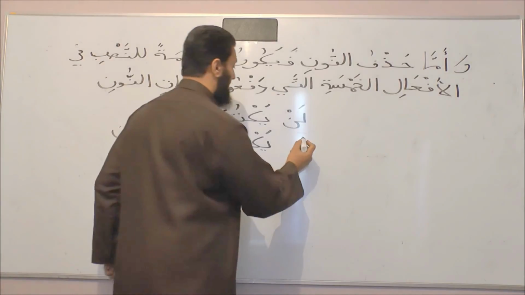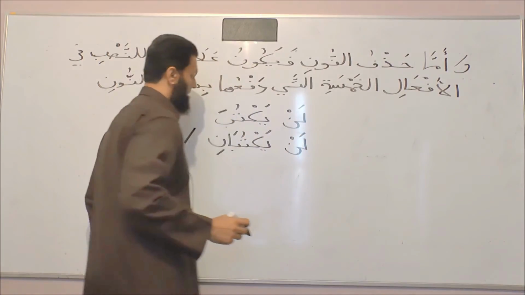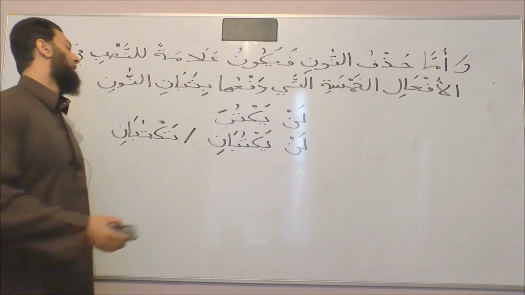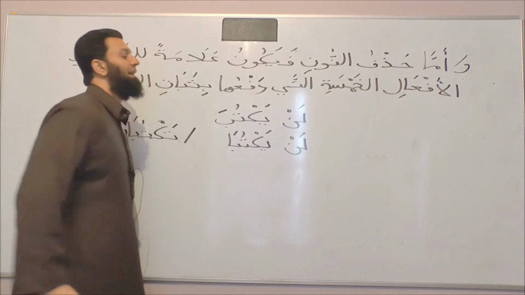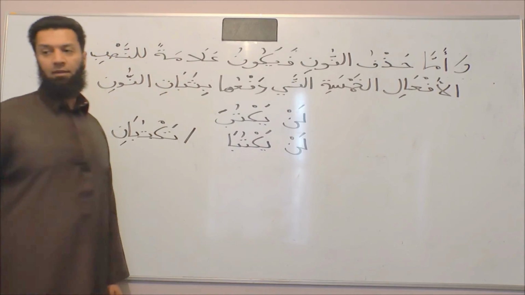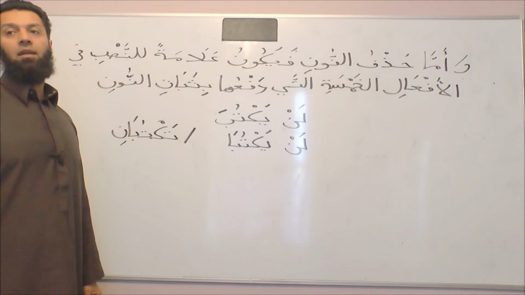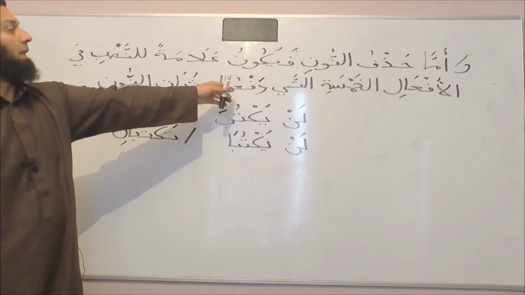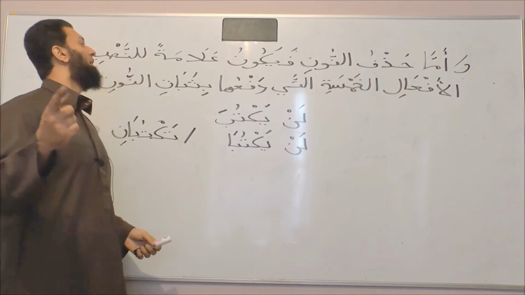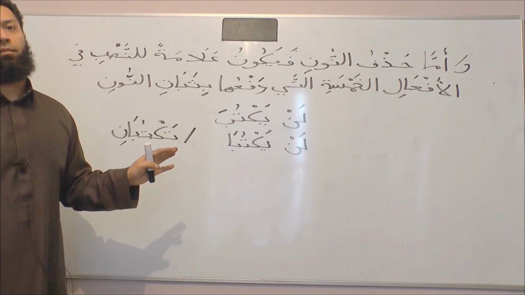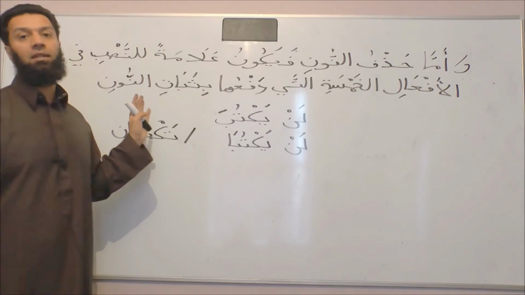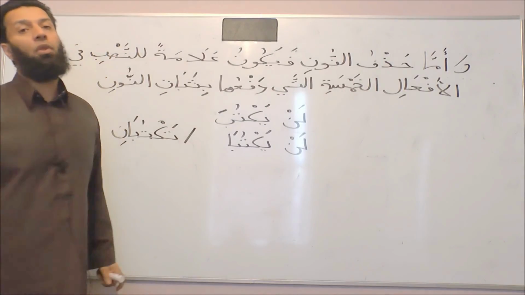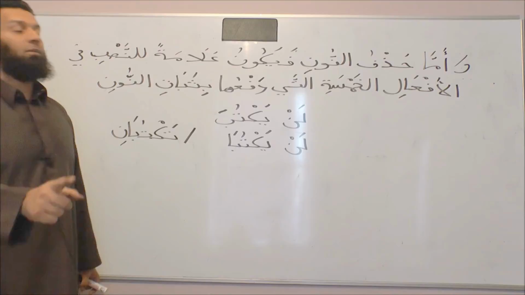So yaktubani and taktubani is in the marfu'un state. Now, if we negate it with lan, how do we represent the mansubun state? حذف النون. So it becomes لن يكتبا, which is mansub because وأما حذف النون فيكون علامة للنصب في الأفعال الخمسة. So we have 2 here. That's al-muthanna, the dual. What comes next?